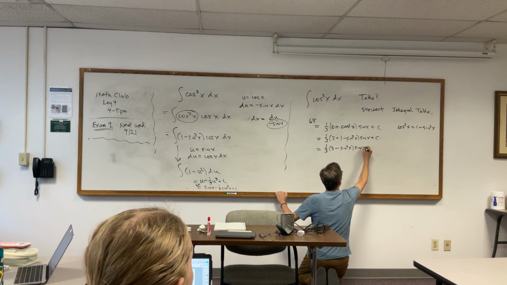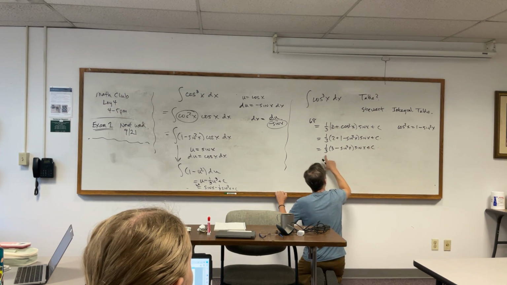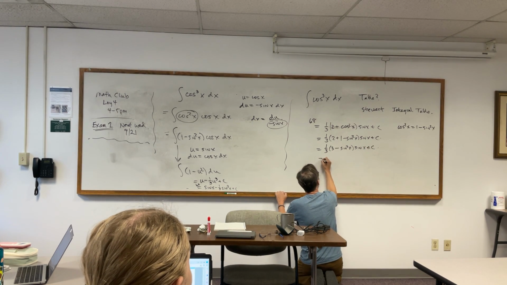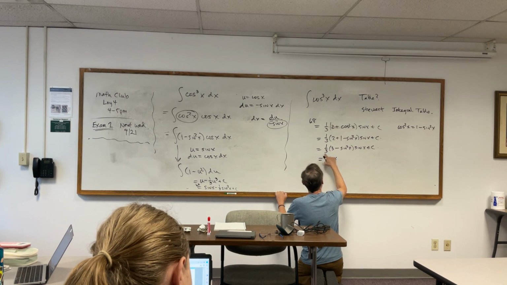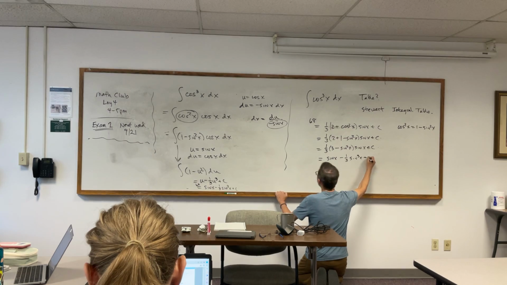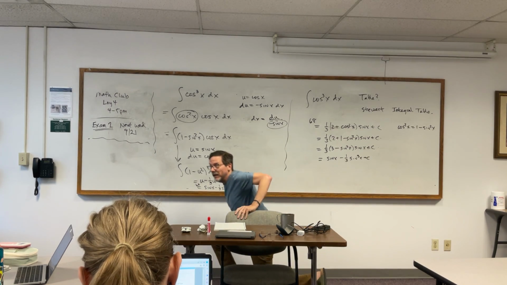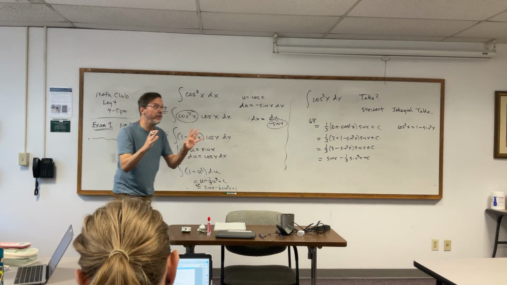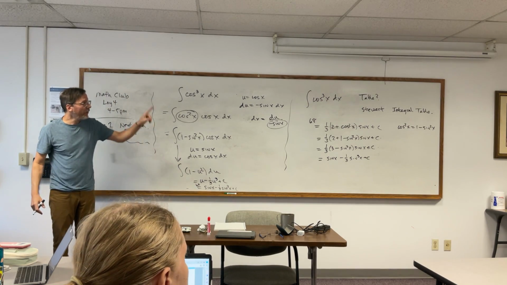I'm feeling pretty good about this. So this is 1 sine minus 1/3 sine cubed. So this same answer just looks different because of trig identities. So we're good, we're golden. So that's one way to do this.